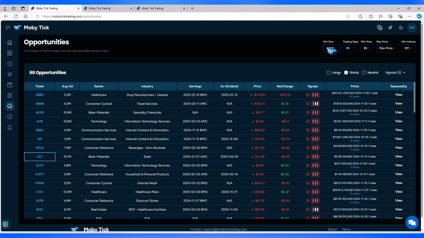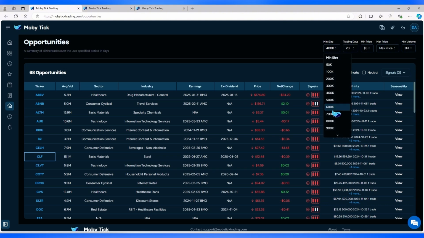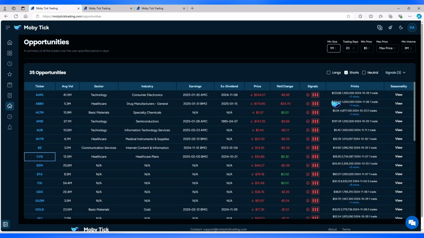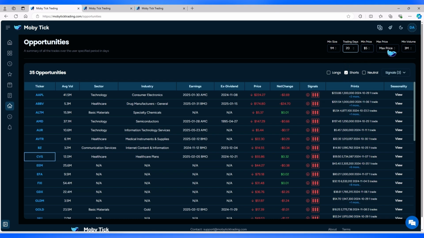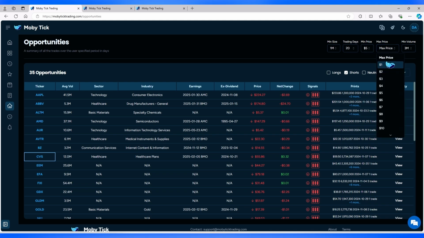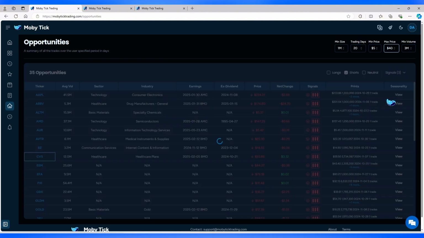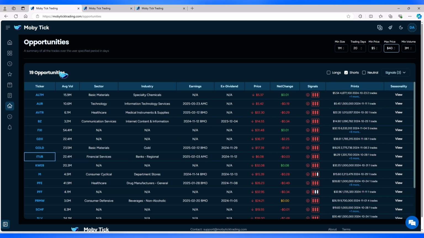You can adjust this if you like. Minimum size 400. We could say minimum size maybe 1 million, so cumulative prints are 1 million. 20 trading days, you can adjust that. Minimum price, or if you wanted to do within a specific price range, you could. Say, for example, I only want to trade shares that are between $5 and, say, $40. You can adjust this up to 40. And that gives us 19 possible opportunities there.